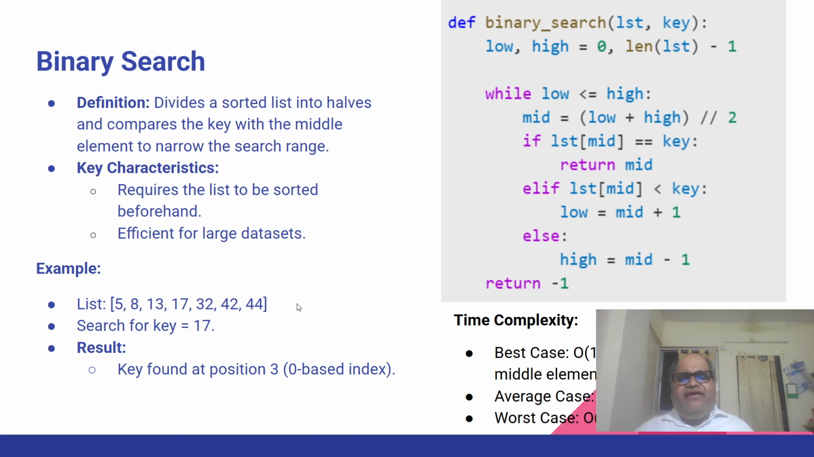And then it simply checks: a comparison operator for whether the list midpoint is equal to the key or not. If it is, then it returns the mid. Otherwise, it simply tests whether the key is greater or higher.